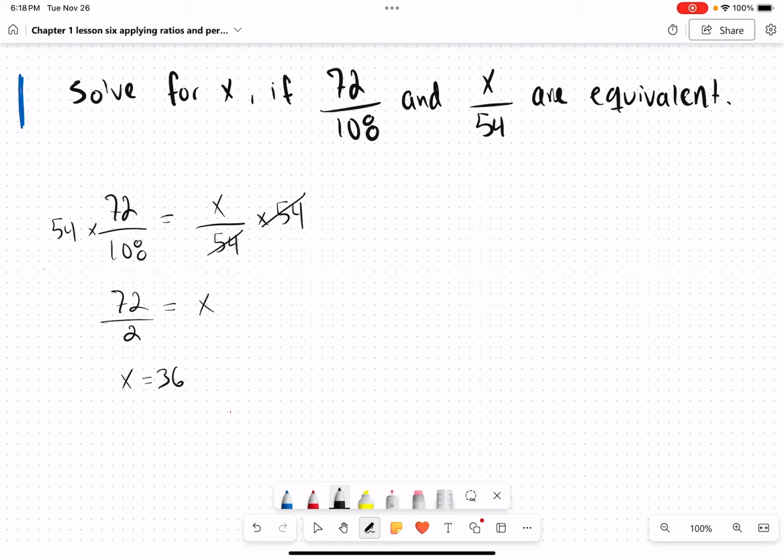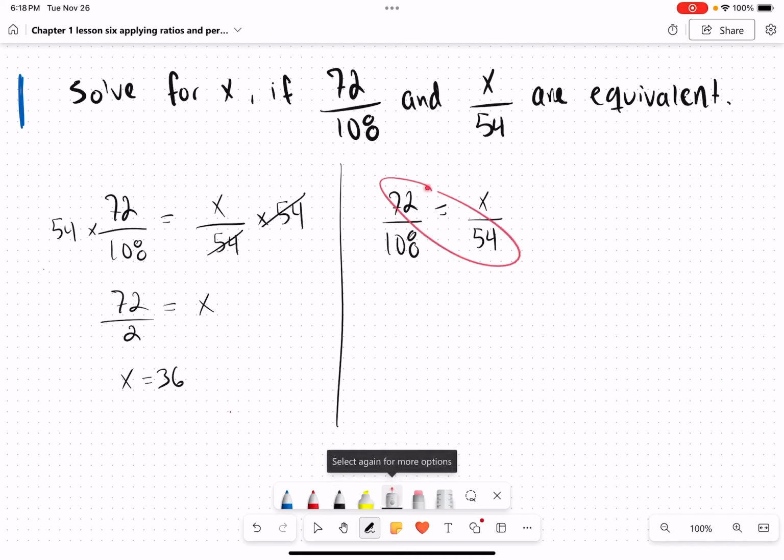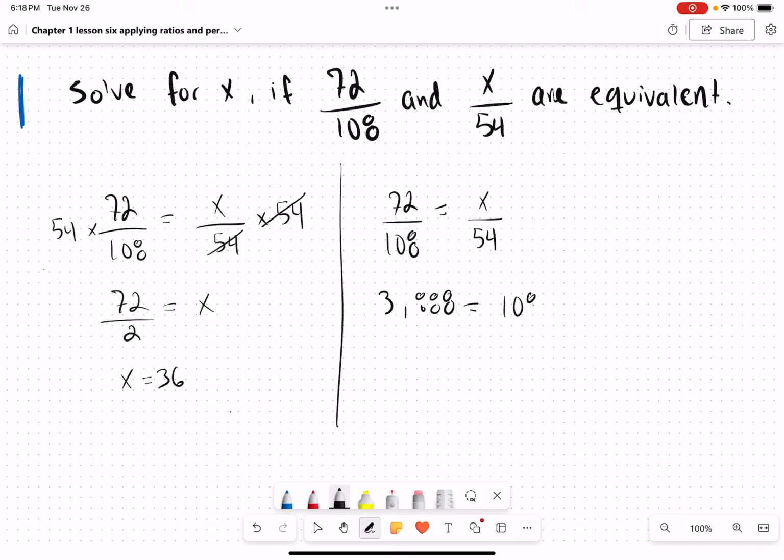Now, if we were to use cross multiplication, we can go over on this right side and see what that would look like. We have 72 over 108 is equal to x over 54. We will do 72 times 54 first, and that will equal 3,888. Then we would multiply the 108 and the x, and that is simply 108x.